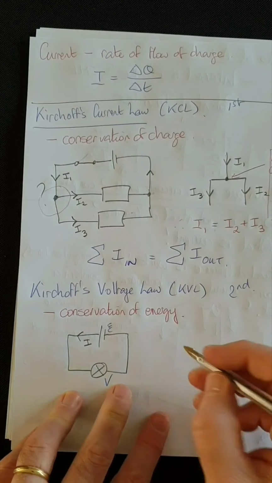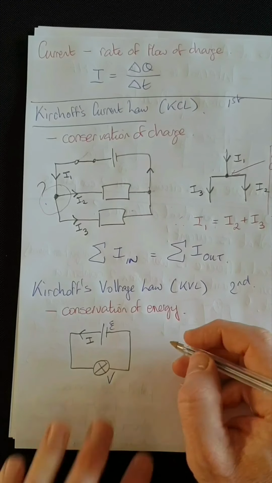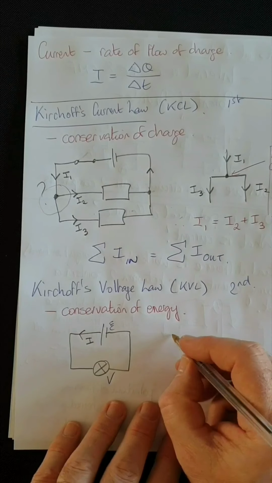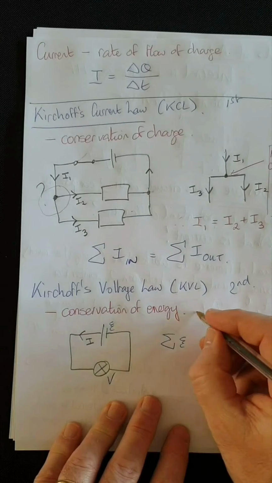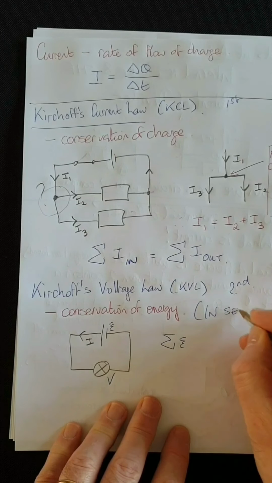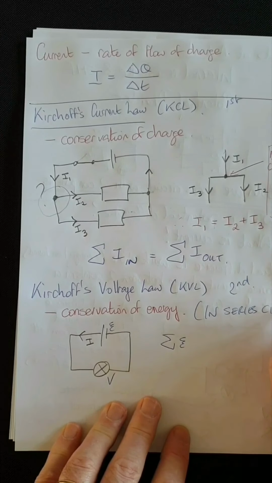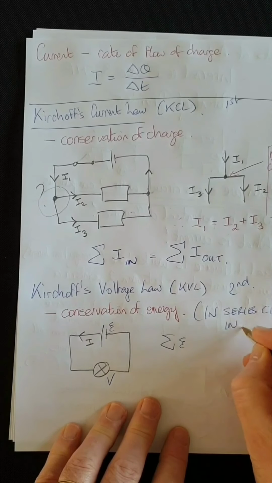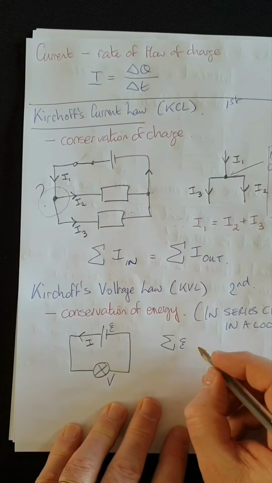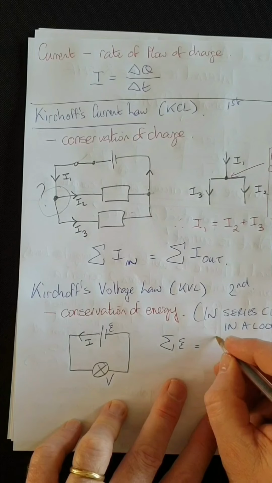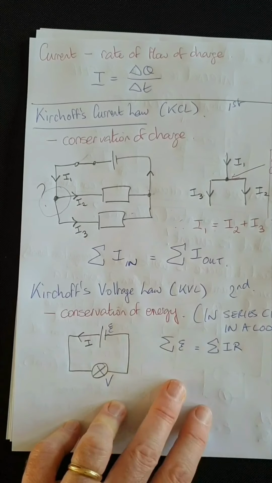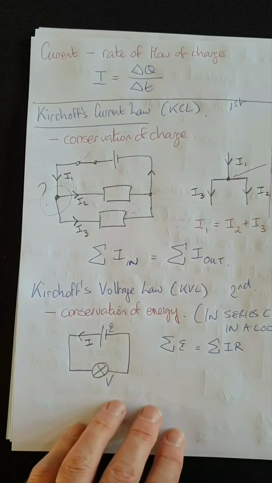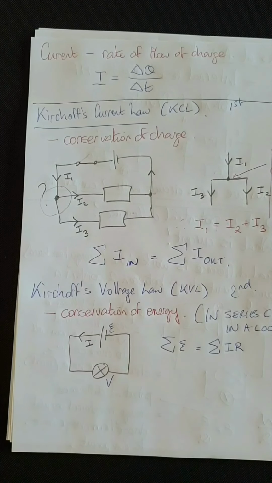Now, in general, we summarize this by saying that the total EMF in a series circuit, or more generally, we can just say in a loop, must be equal to the total of the potential differences across all of the components inside that circuit. So that's Kirchhoff's voltage law.